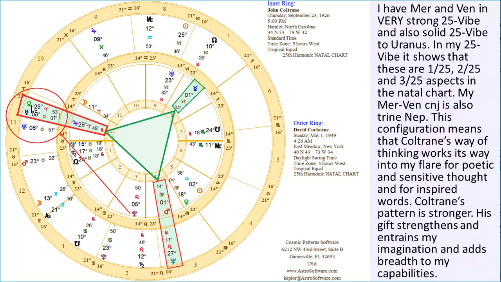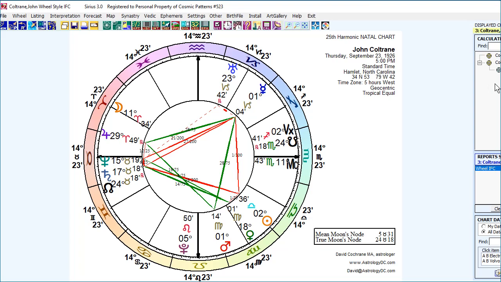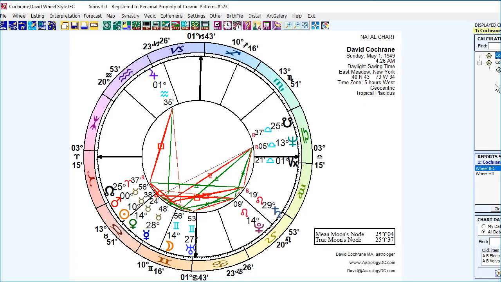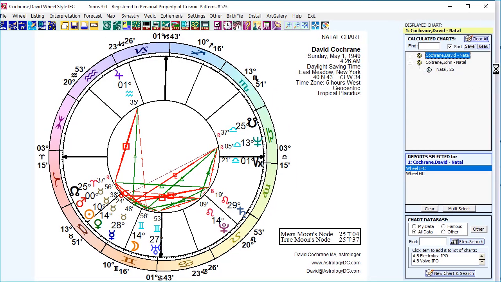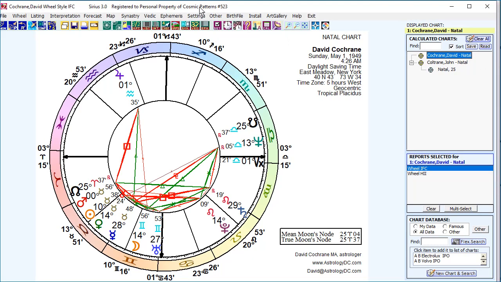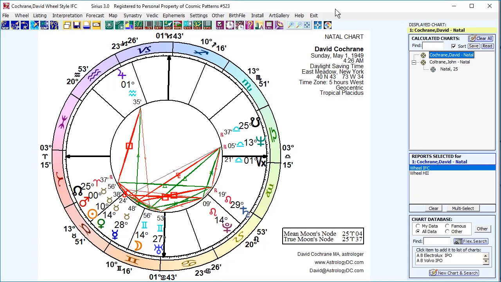So let's read what I have here. I have a Mercury and Venus in a very strong 25 vibration and also solid 25 vibration to Uranus, as I mentioned. In my 25 vibe, it shows that these are 1/25, 2/25, and 3/25 aspects in the natal chart. Well, we could pull up my 25 vibration chart. Let me bring this over a little bit so you can see what I'm doing.